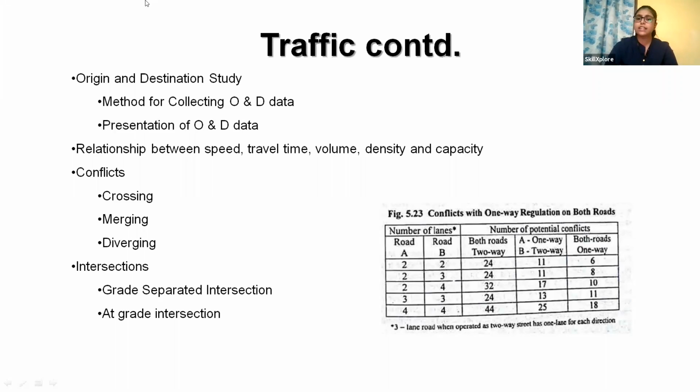So like that, if we are changing the question, maybe there are 2 roads and both are 4-lane roads, and one is 1-way and one is 2-way. So how many conflicts can we expect there? The options will be option A 24, option B 17, option C 8, and option D 25. You have to rightly choose option D.